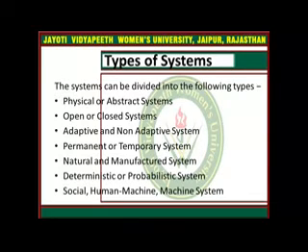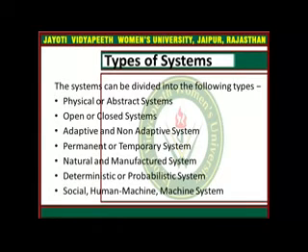Now the next is adaptive and non-adaptive systems. Adaptive systems respond to the change in the environment in a way to improve their performance and to survive. For example, human beings, animals. A non-adaptive system is the system which does not respond to the environment. For example, machines.